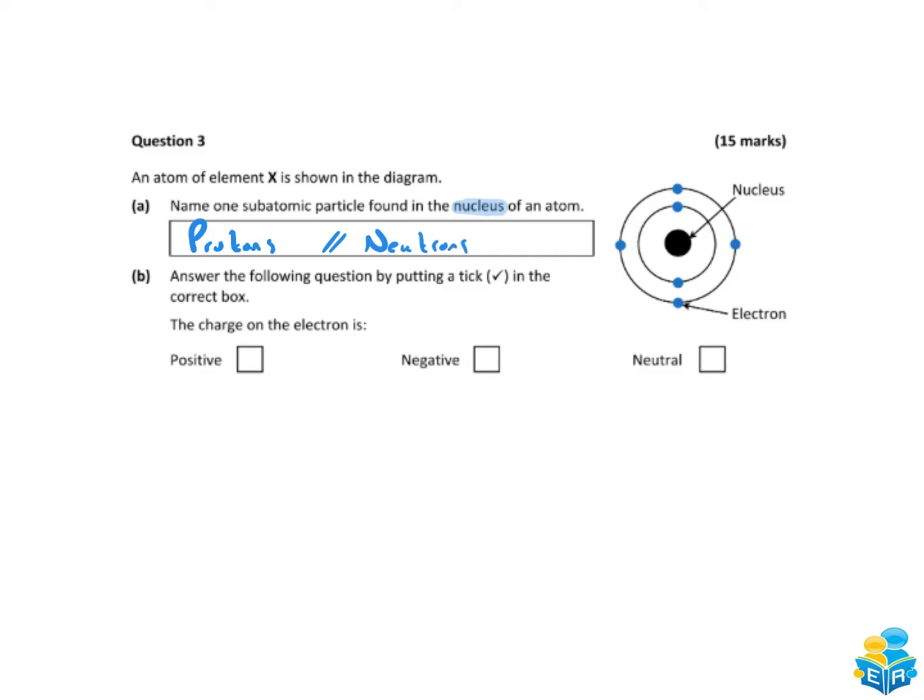Part of the question then, answer the following question by putting a tick in the correct box. The charge on the electron, is it positive, is it negative, or is it neutral? We know that that's negative because when we're depicting electrons, we do e minus. The minus sign there is depicting for us that it's supposed to have a negative charge.